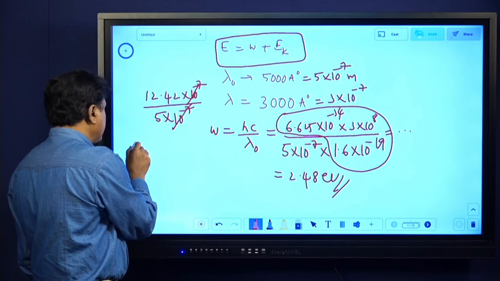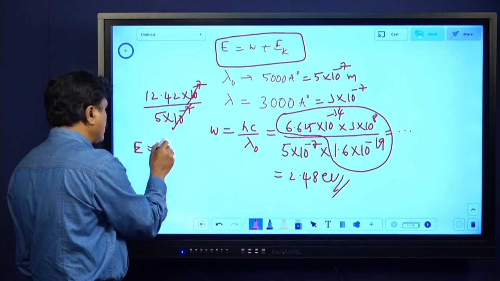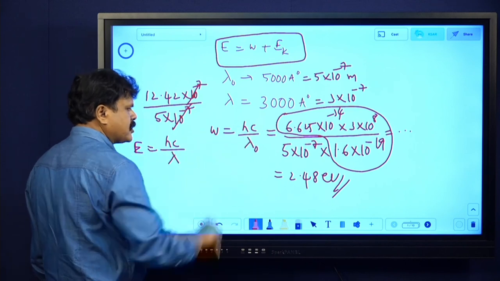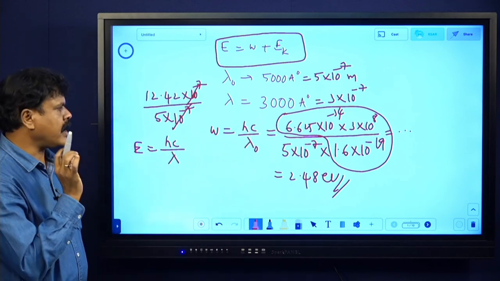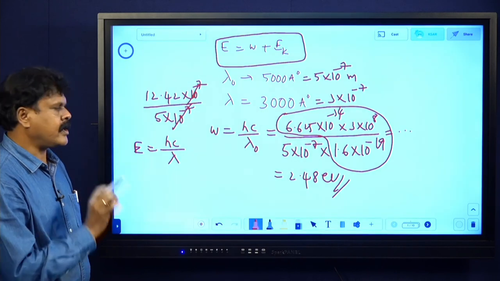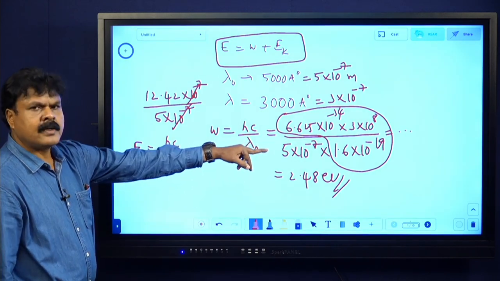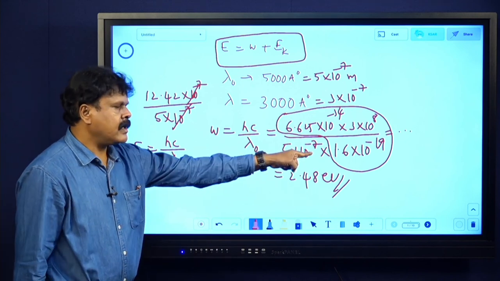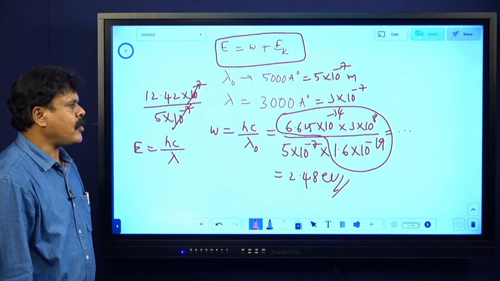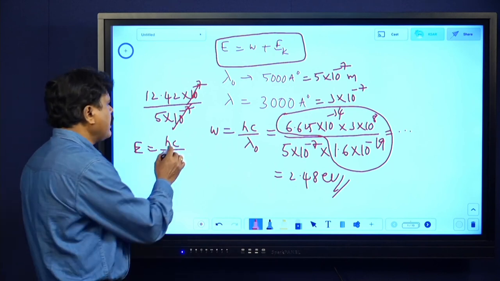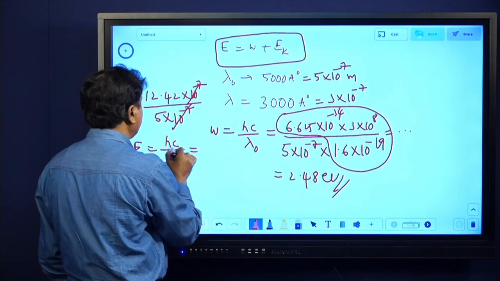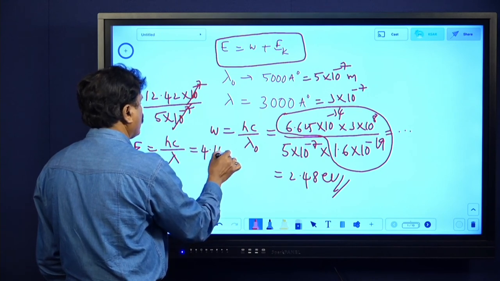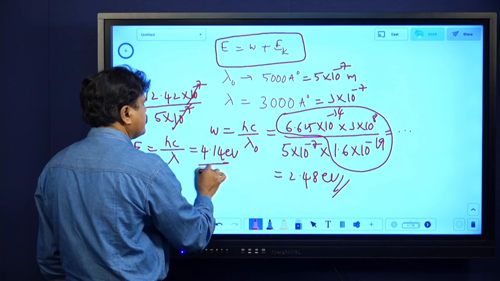Now, what is energy? Energy equals hc by lambda, again you have to substitute: 6.625 into 10 power minus 34 into 3 into 10 power 8 divided by 3 into 10 power minus 7, and then divided by 1.6 into 10 power minus 19. Even now you'll be getting 4.14 electron volts. This is the energy.